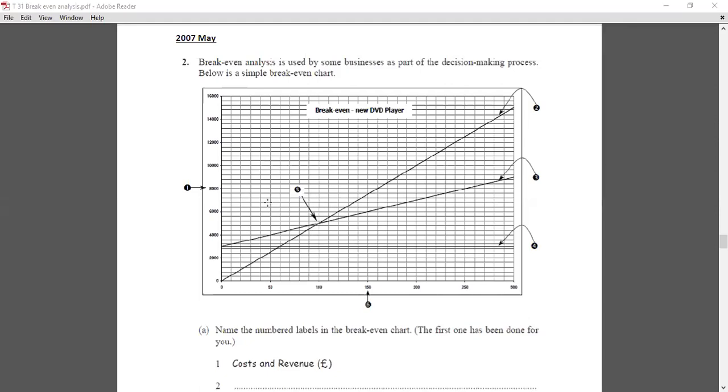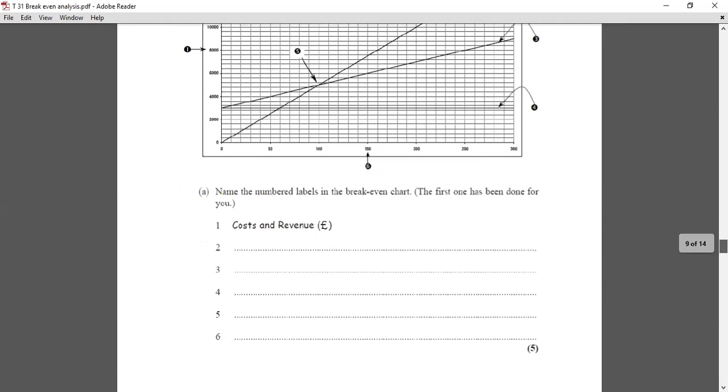So again, I'm repeating the answers. Number one is cost and revenue. Number two is total revenue. Number three is the total cost curve. Number four is the fixed cost. Number five is the intersection, the break-even point. And number six is the quantity or volume axis, the horizontal axis. So that's all. You can see in 2007 this question came for 5 marks.